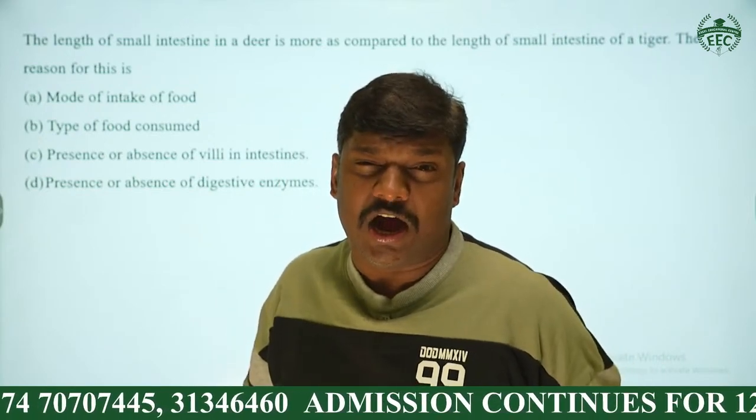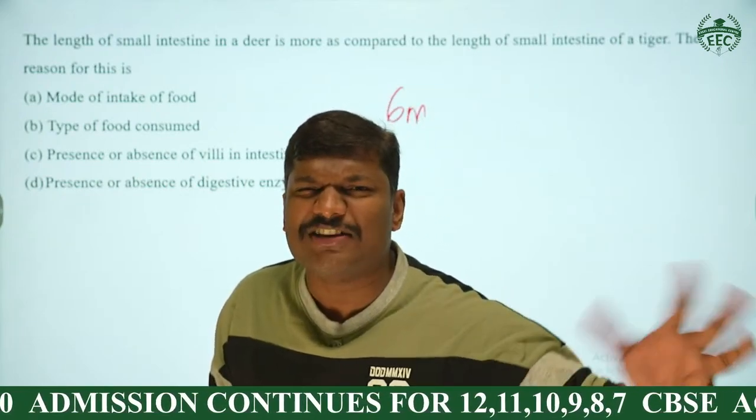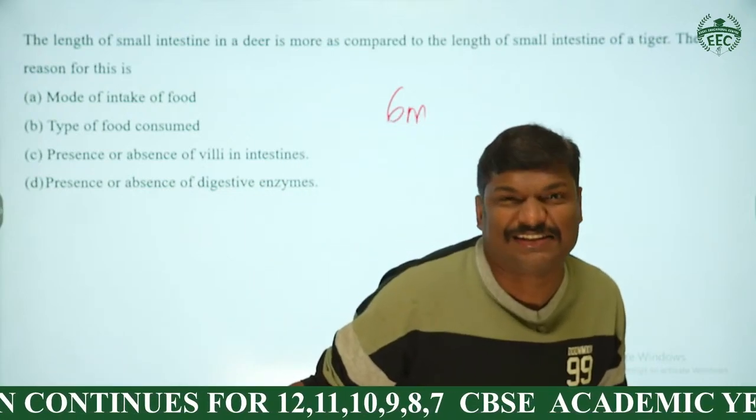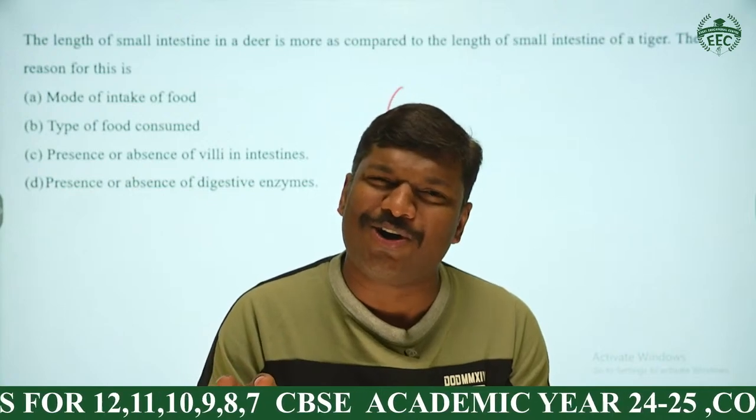What about carnivorous animals? Tiger, cheetah, leopard, lion. These are called carnivorous animals. They do not eat any plant products, they eat animal meat. And animal body means what? No cellulose.